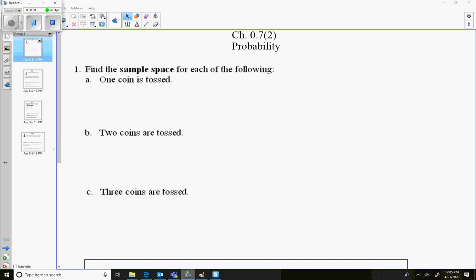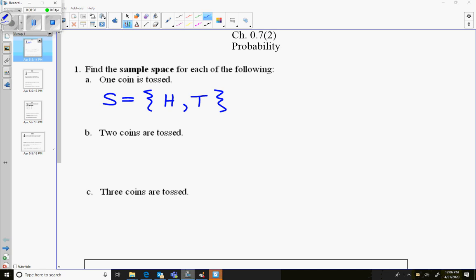This is the second part of chapter 0.7, probability. I'm going to start with some sample space though, just to get started. Find the sample space for each of the following. One coin is tossed. The sample space just simply means what are the possible results. So the sample space will be the set. If you toss one coin, you're either going to get heads or you're going to get tails. That's our sample space. Heads or tails.